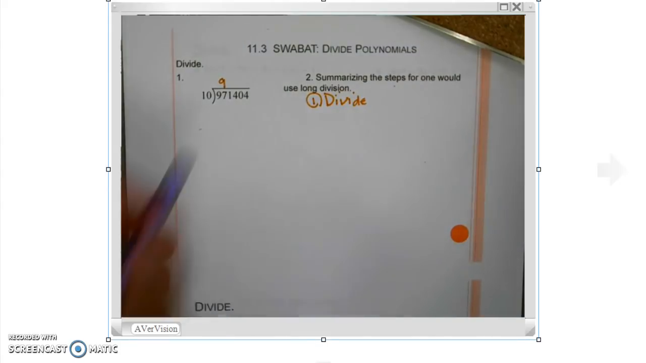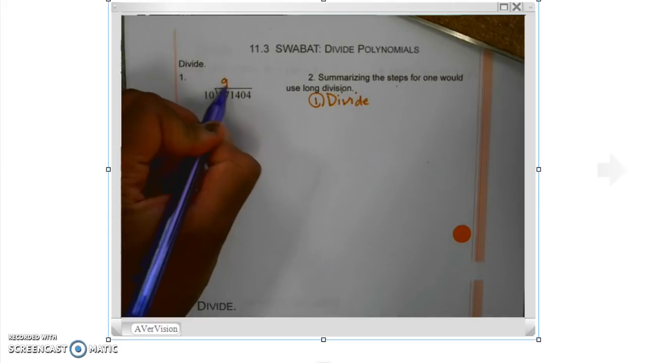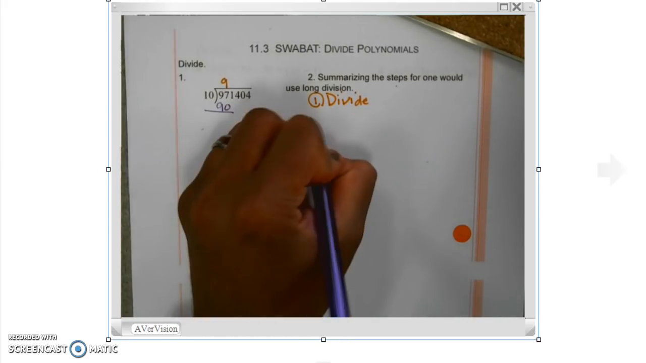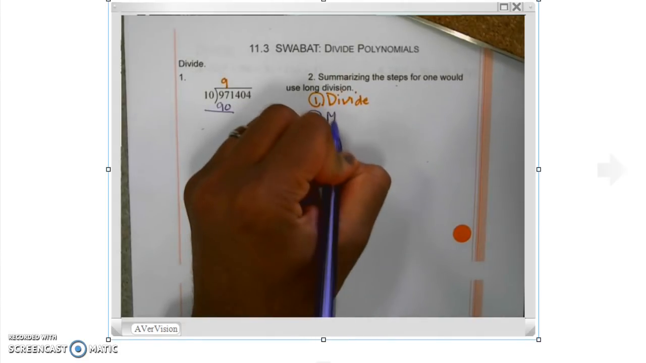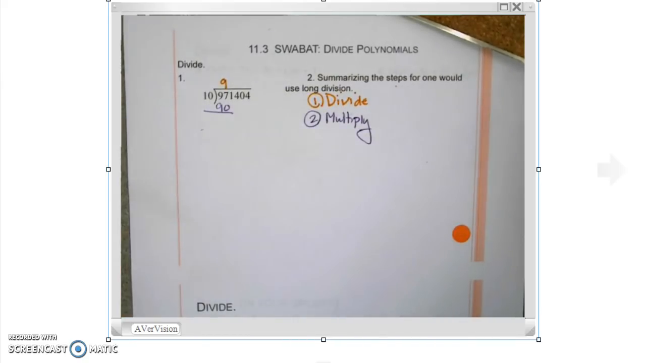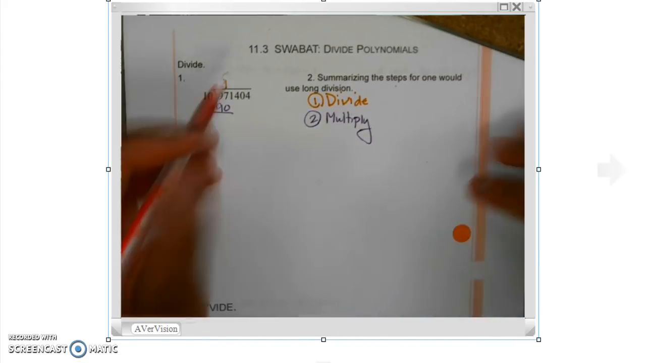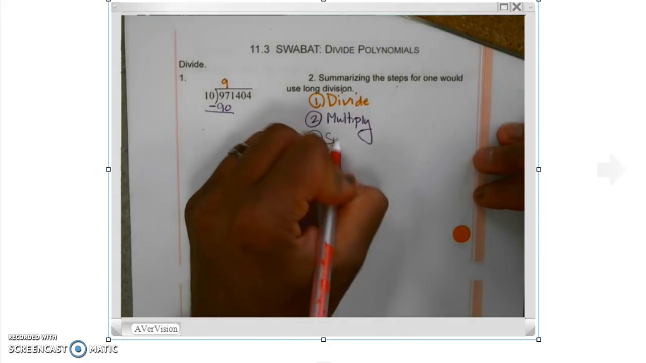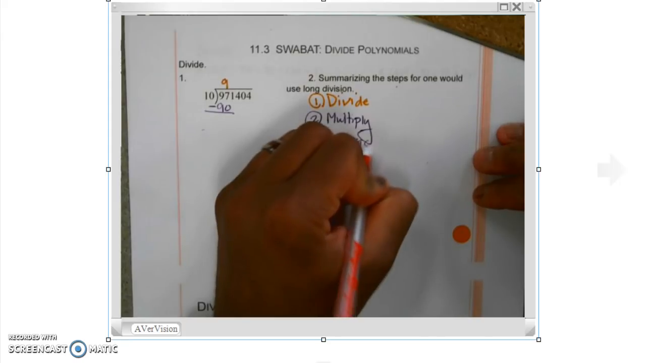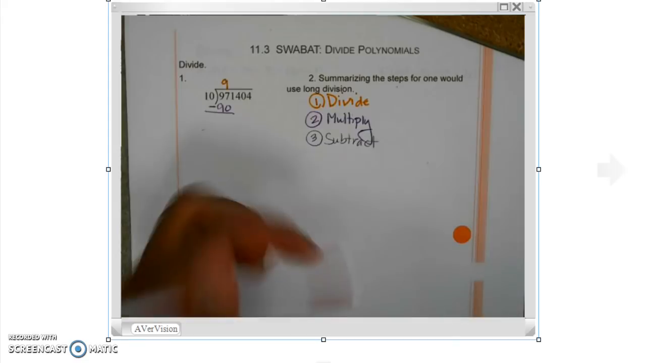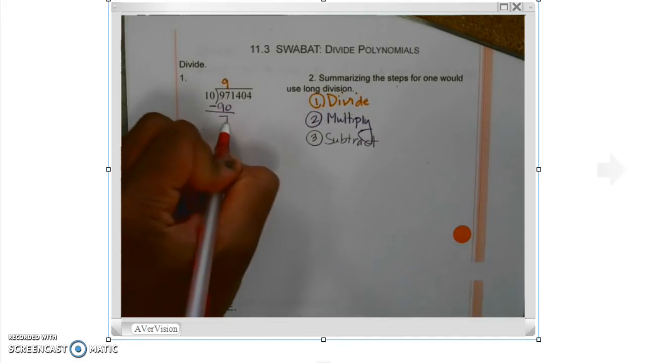Okay, after I divide, what would you do next? If you don't remember, I'm going to remind you, I'm going to multiply 9 times 10, which is 90. So the next thing I do, number 2, is to multiply. And then what? Do you remember? Next, I would subtract. Number 3, subtract. And if you're wondering if you really need to write this down, you really need to write this down. So make sure that you're writing these steps right here. So I'm subtracting, and then I get 7.